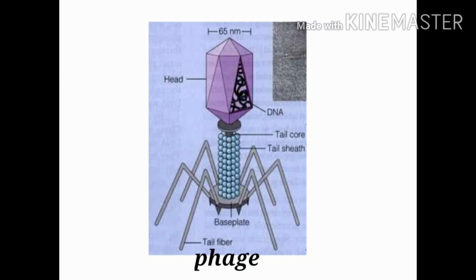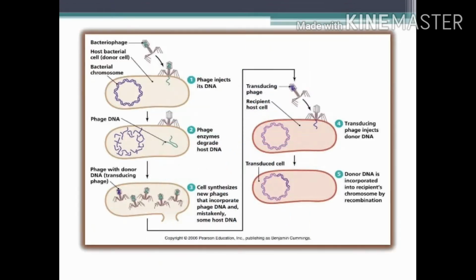This is a phage vector, or phage. This is the phage DNA. This is a bacterial host cell. Okay, this is the bacterial host cell DNA, or chromosome.